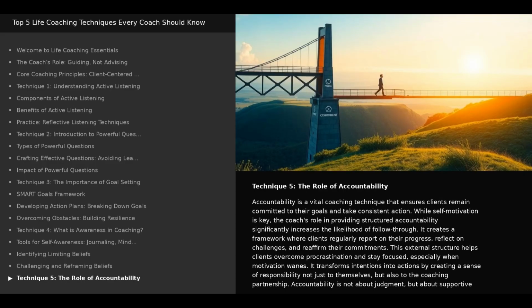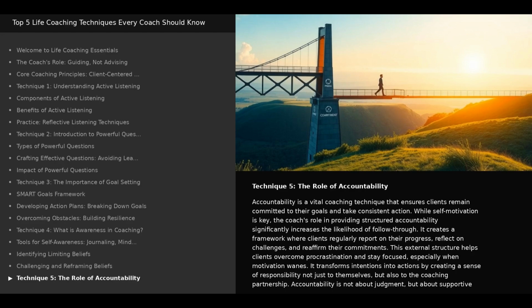Technique 5. The role of accountability. Accountability is a vital coaching technique that ensures clients remain committed to their goals and take consistent action. While self-motivation is key, the coach's role in providing structured accountability significantly increases the likelihood of follow-through. It creates a framework where clients regularly report on their progress, reflect on challenges, and reaffirm their commitments. This external structure helps clients overcome procrastination and stay focused, especially when motivation wanes.